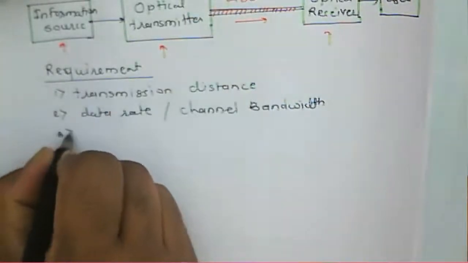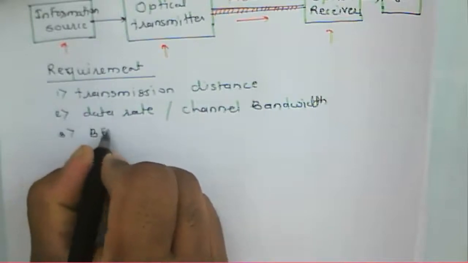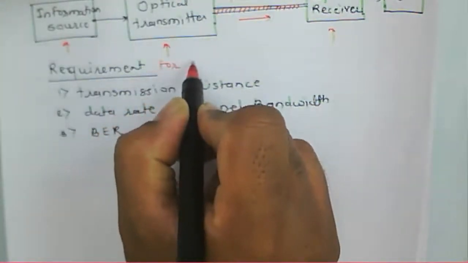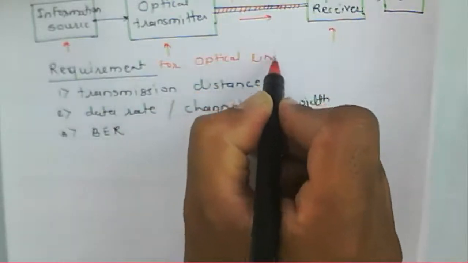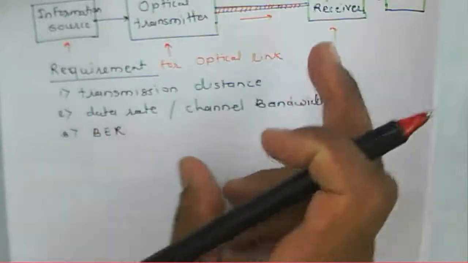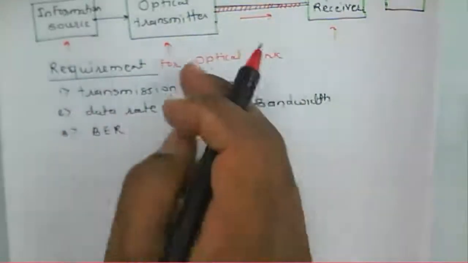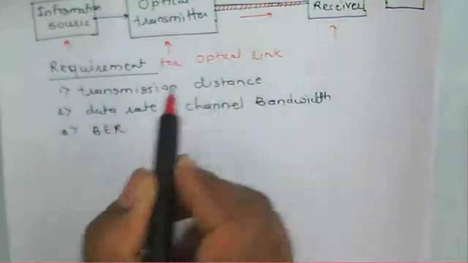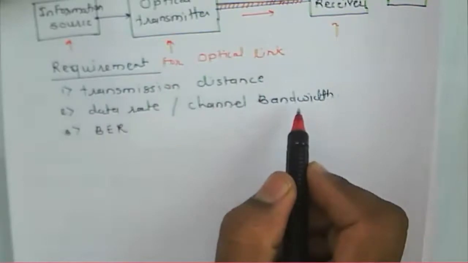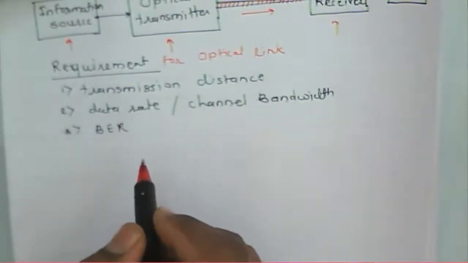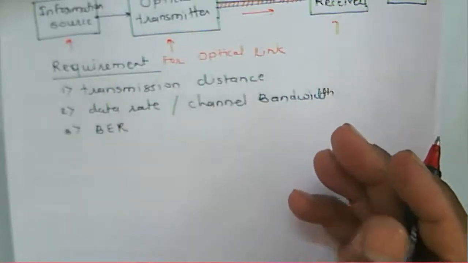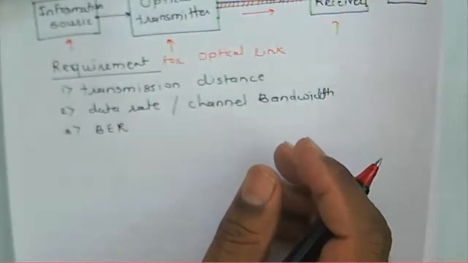Another requirement is what will be the bit error rate. Now these are the requirements for your optical link. While designing the system or while analyzing the system, we need to know about these particular factors. For designing the system we require: for what length we are designing the system, at what rate, and what will be the expected bit error rate from the system. Already we learned that for the BER, bit error rate performance, for the optical transmission link, we say that 10 to the power minus 9 will be desirable.